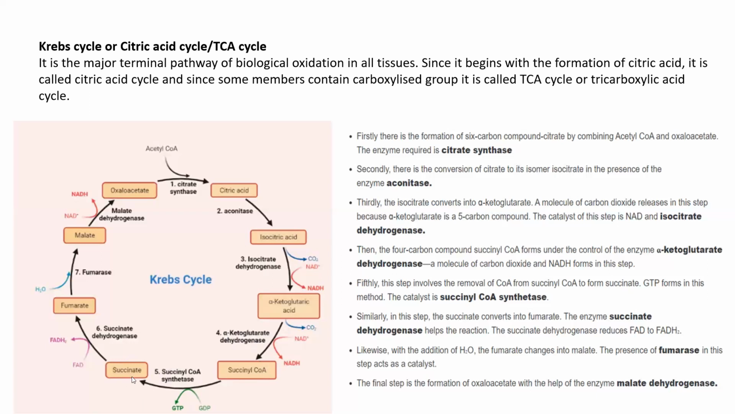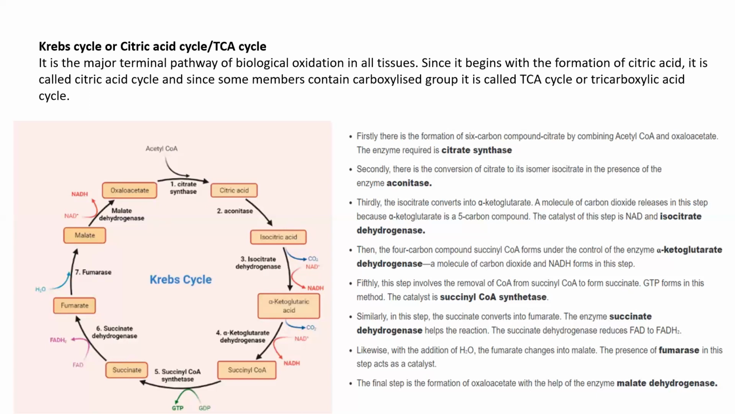Now this succinate is converted to fumarate in the presence of succinate dehydrogenase. So here FAD is reduced to FADH2. Now, by the addition of water, this fumarate is converted to malate in the presence of the enzyme fumarase, and this malate is converted to oxaloacetate with the formation of NADH in the presence of the enzyme malate dehydrogenase. So this oxaloacetate again combines with acetyl-CoA and forms citric acid or citrate, and the cycle continues like this. So this is what we call the Krebs cycle or the citric acid cycle.